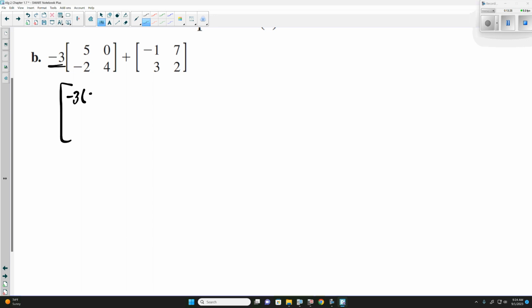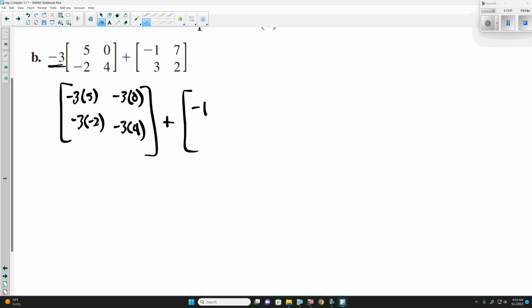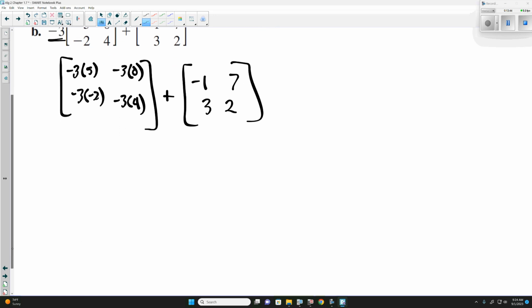So I have negative 3 times 5, negative 3 times 0, negative 3 times negative 2, and negative 3 times 4. So we'll do the scalar multiplication first, and then we will add or subtract second.